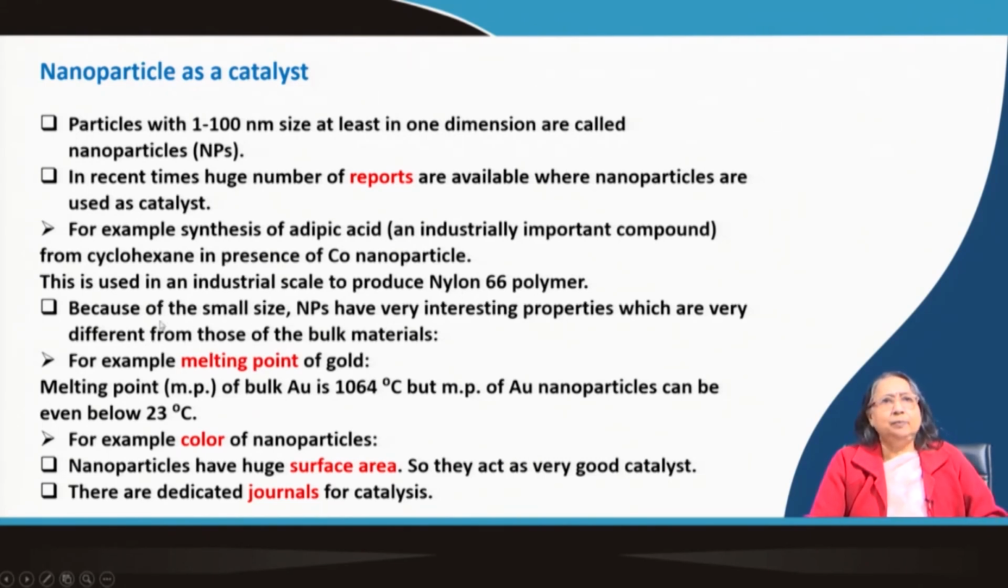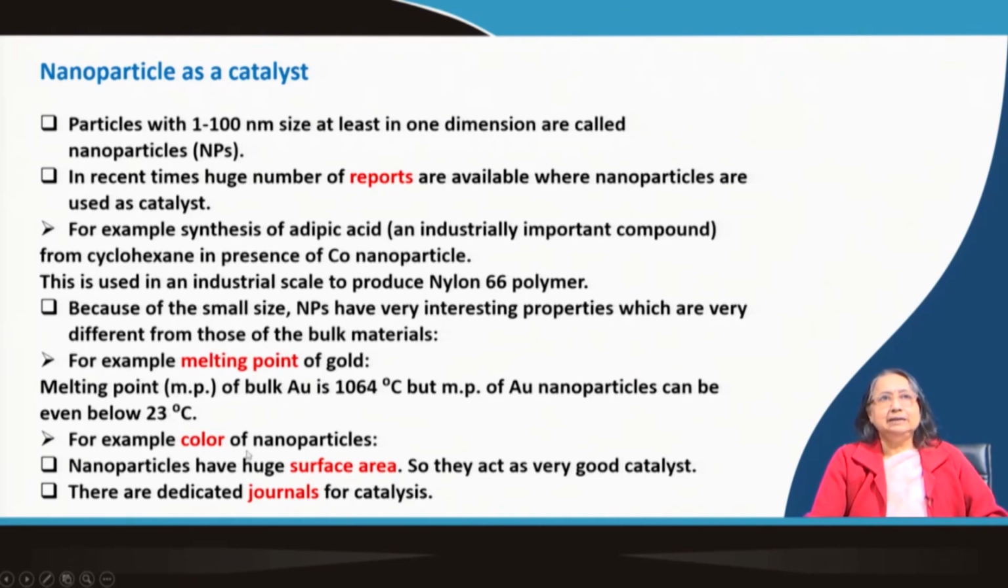Now, why are nanoparticles so important? Because of their small size. Nanoparticles have very interesting properties because of their small size. For example, melting point, and these properties are very different from the properties of the bulk materials. For example, the melting point of bulk gold is 1064 degree centigrade, but the melting point of gold nanoparticles can be even below 23 degree centigrade. So, nanoparticles have very different properties than the bulk.